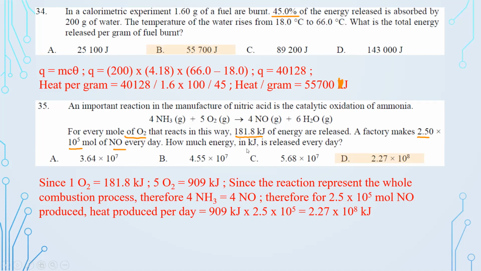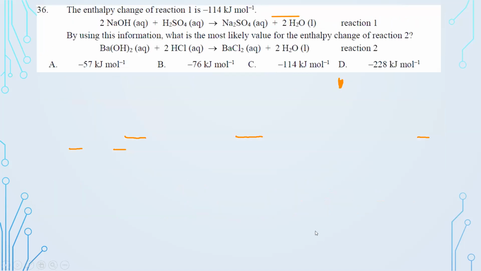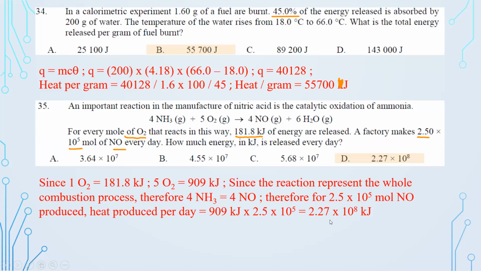Take note that here it is kilojoule, not kilojoule per mole. So we don't have to divide by 4 times 5, because in this case we want the overall kilojoules. So straight away, 909 multiplied by 2.5 times 10 to the power 5. You get 2.27 times 10 to the power 8, which is D as the answer. I hope you can understand what is going on here. Okay, so this is for question number 35.